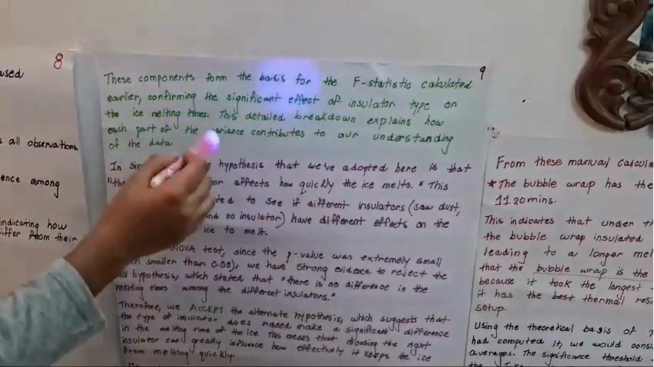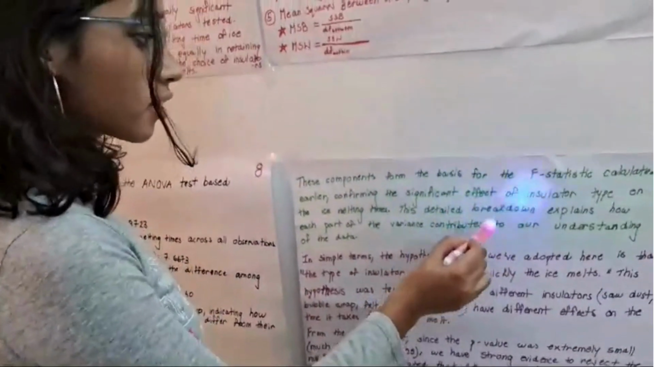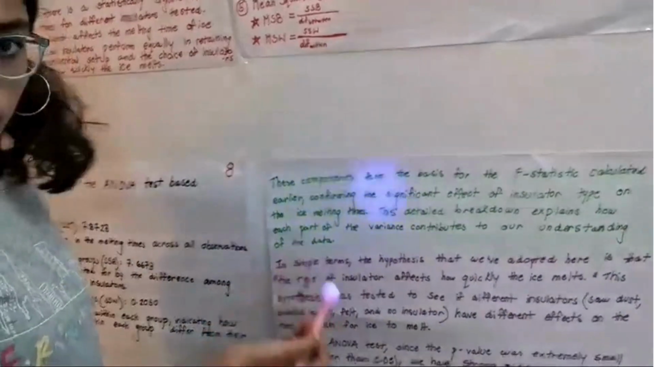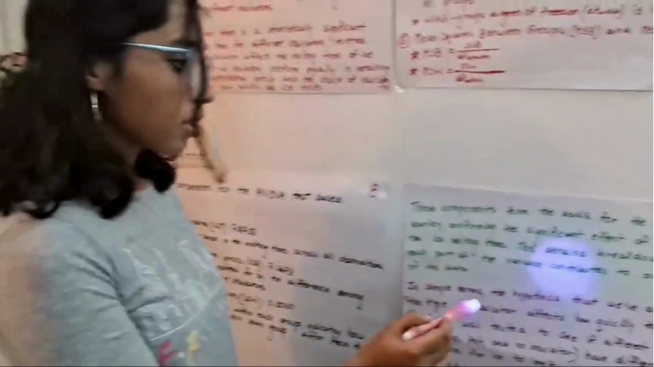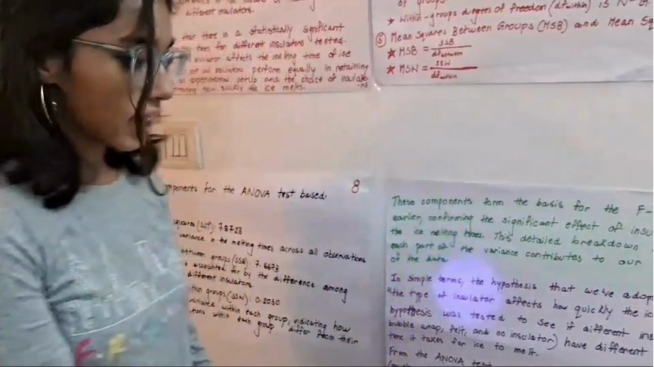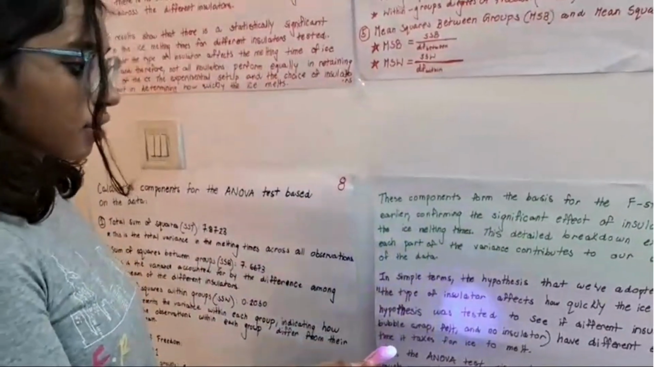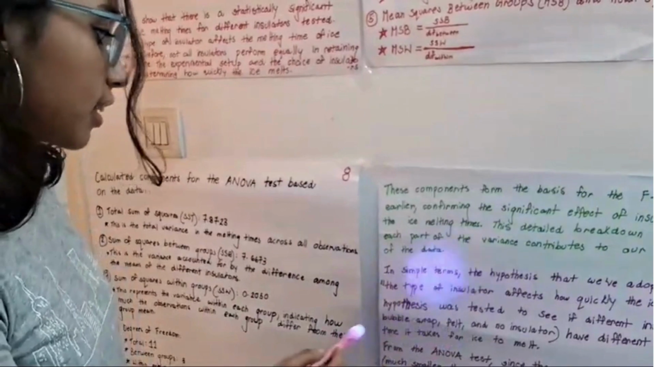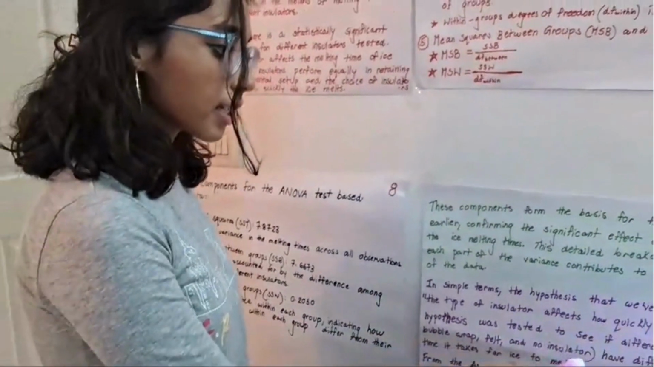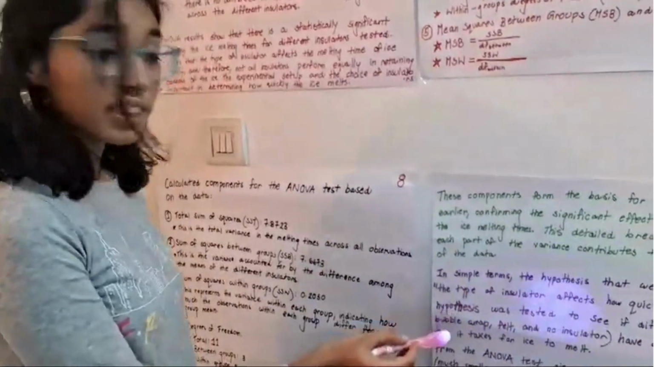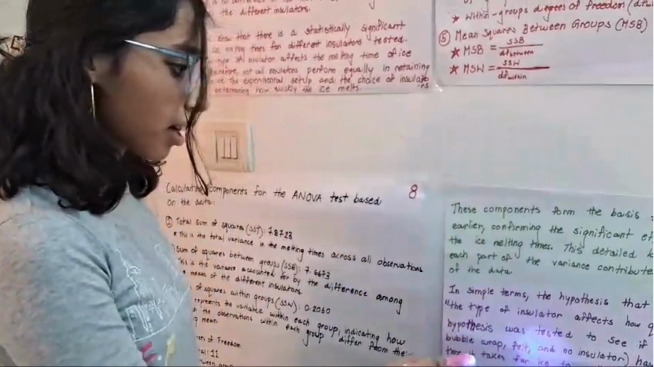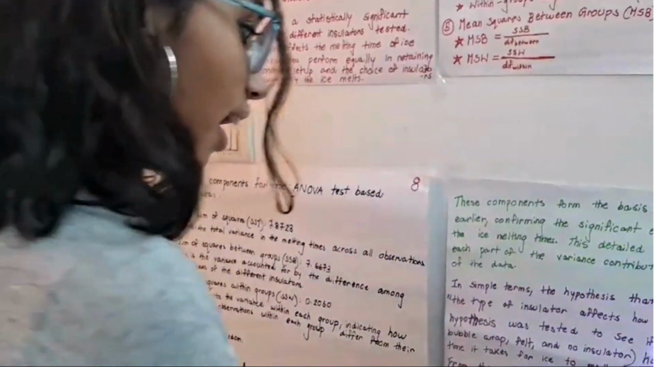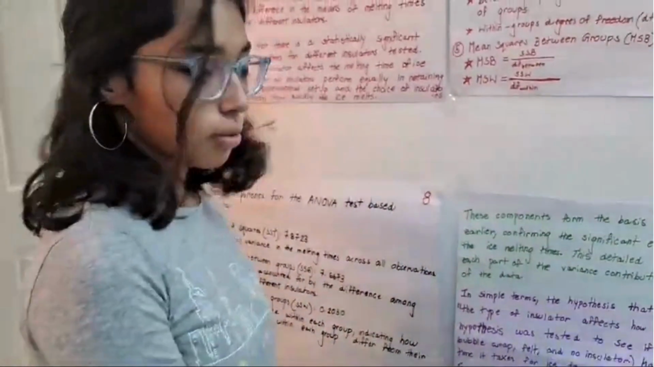These components form the basis for the F statistic calculated earlier, confirming the significant effect of insulator type on the melting time of ice. This detailed breakdown explains how each part of the variance contributes to our understanding of the data. So basically, in simple terms, the hypothesis that we've adopted here is that the type of insulator affects how quickly the ice melts. This hypothesis was tested to see if different insulators, which are sawdust, bubble wrap, felt, and no insulator in the control group, have different effects on the time it takes for the ice to melt.